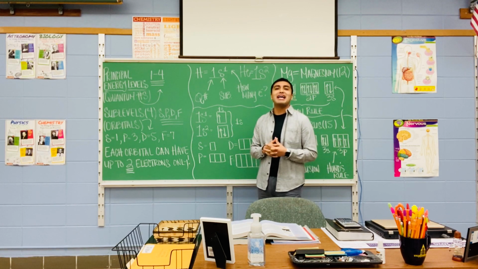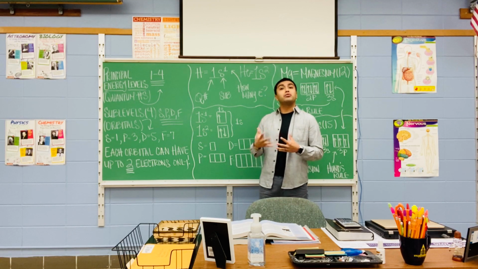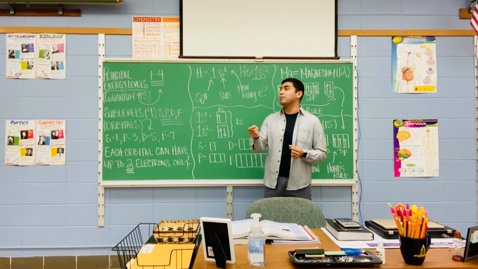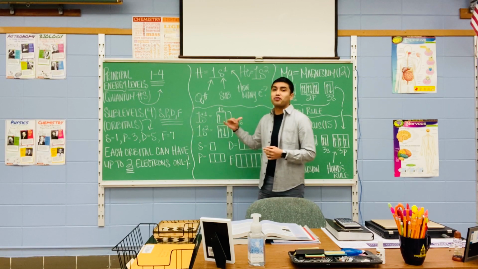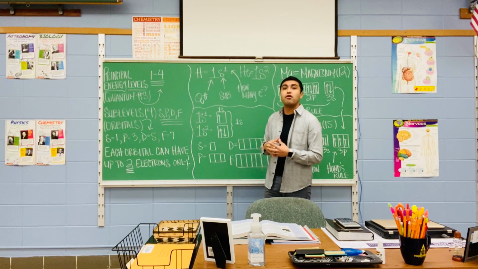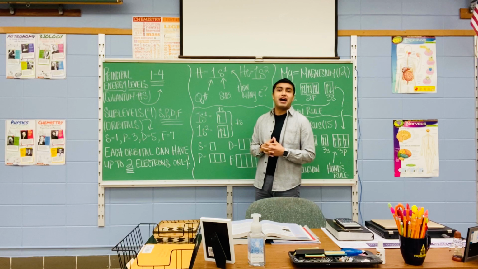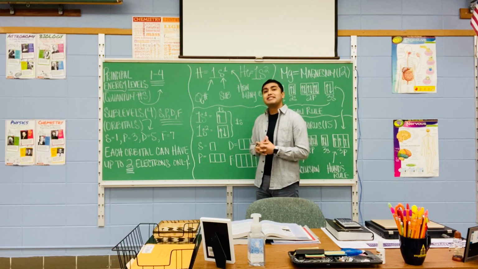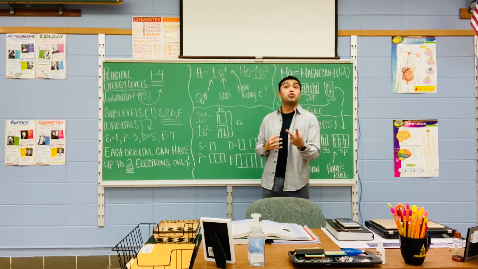Every sublevel has orbitals as well. They're synonymous. And depending on the letter, it will also tell you how many orbitals are within it. So this is important for our lesson today, so make sure you pay attention to that. S will always have 1, P will always have 3, D will always have 5, and then F will always have 7. Remember that every orbital can carry a maximum of 2 electrons.